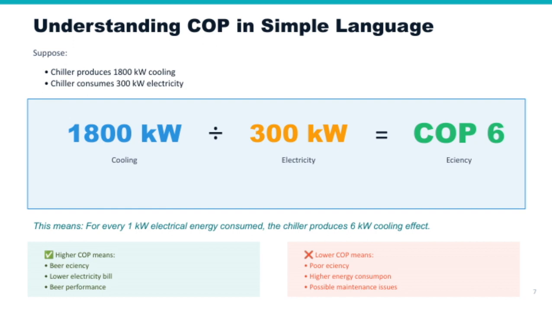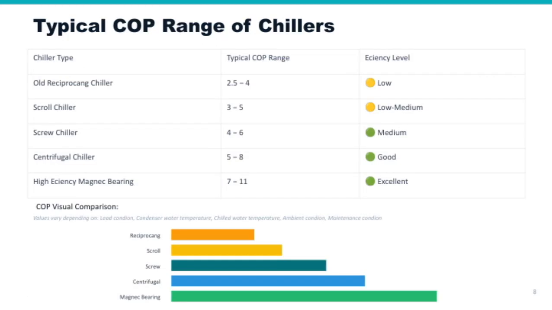Simple, but powerful. When we look at chiller efficiency, or COP, the numbers can vary a lot. It depends on things like load conditions, water temperatures, ambient weather, and how well the system is maintained. Different chiller types have different typical ranges. Older reciprocating chillers fall on the low end. Scroll and screw chillers improve from low-medium to medium efficiency. Centrifugal chillers are generally good, but the high-efficiency magnetic bearing chillers stand out, reaching excellent levels. This comparison helps us see where technology is heading.